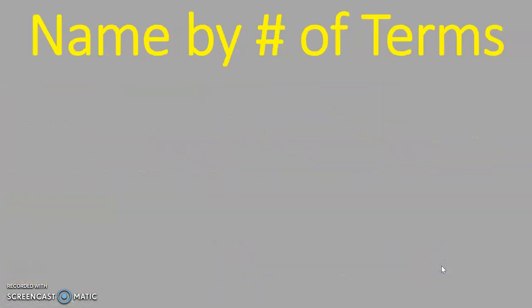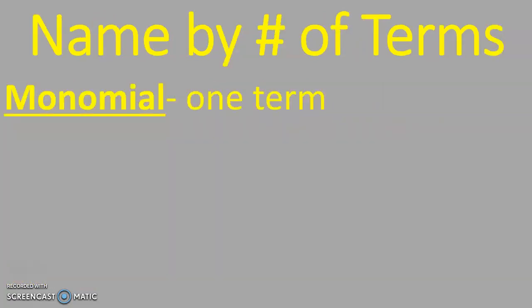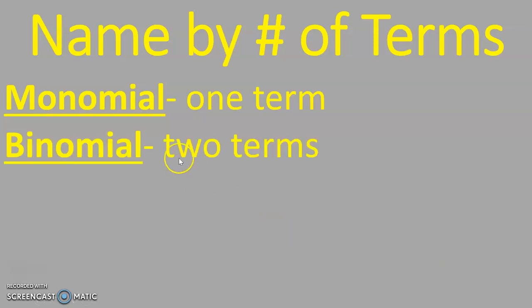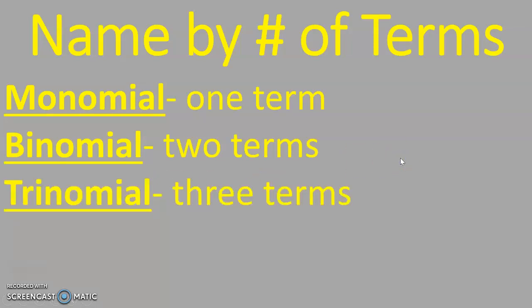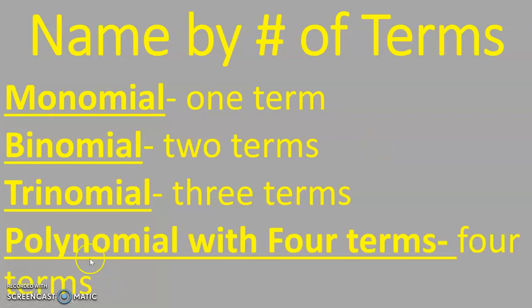Okay, name by number of terms. A lot of vocabulary here. Monomial has one term. Binomial has 2 terms. The prefix bi means 2. Bicycle has 2 wheels. Binocular, 2 lenses, and so forth. Trinomials, 3 terms. So like tricycle, triceratops has 3 horns. If you have more than 3 terms, we get kind of generic with it. We just call it a polynomial with 4 terms or a polynomial with 5 terms and so forth. You might see different variations of that, like 4-termed polynomial and so forth.